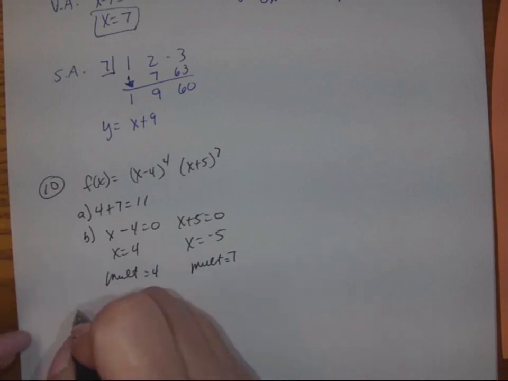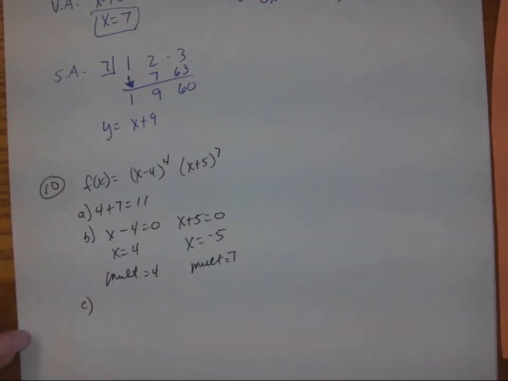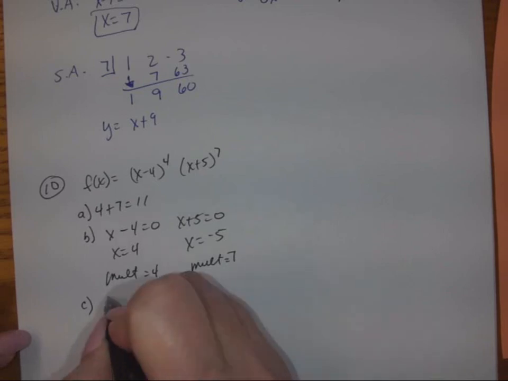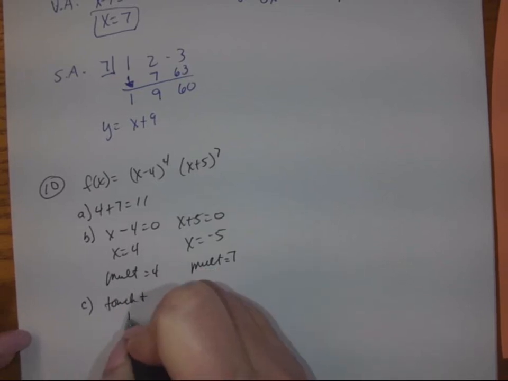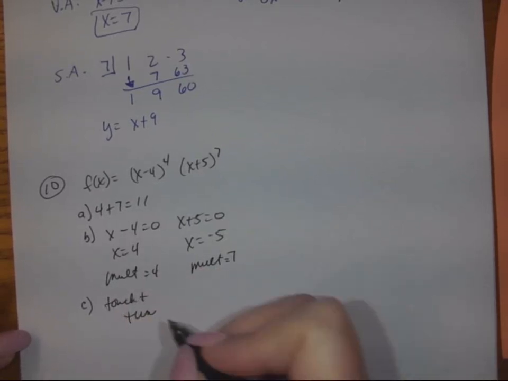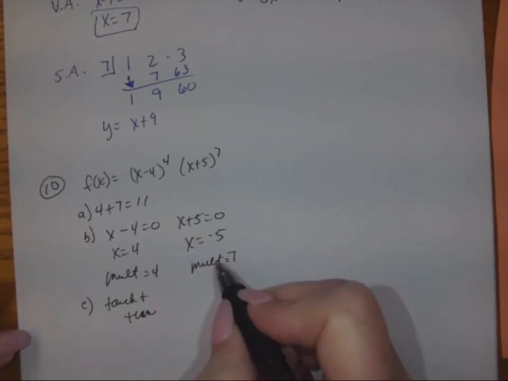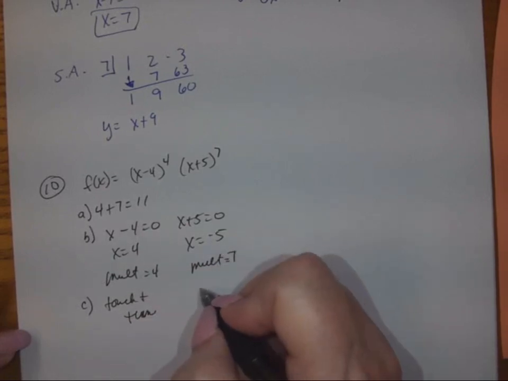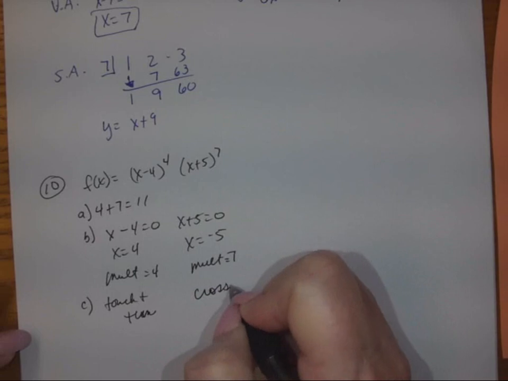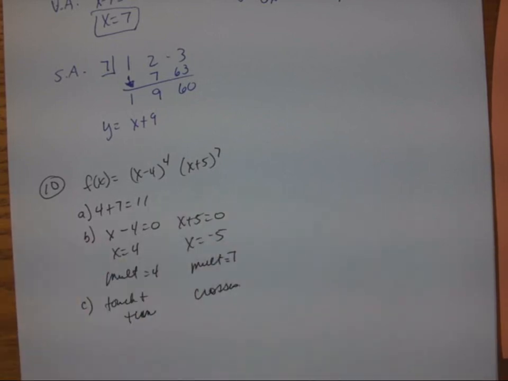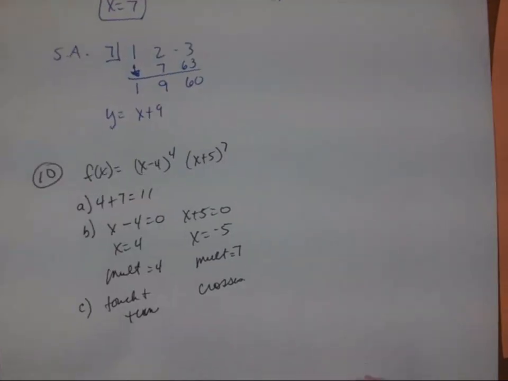Because it's even, we know that it will touch and turn. It'll touch the x-axis and then turn around. On an odd multiplicity, it's going to do one thing, and it crosses the x-axis. So that's all you need to write for me, is whether it crosses or it touches and turns. All right, so let's go look at the big problem.